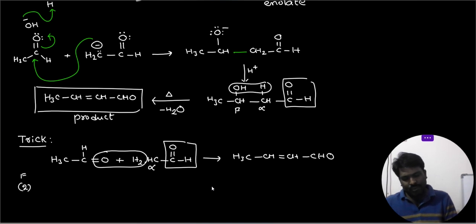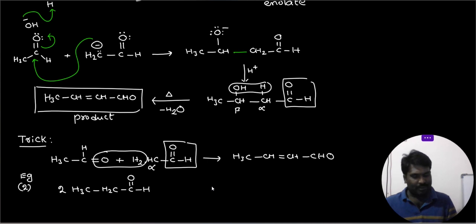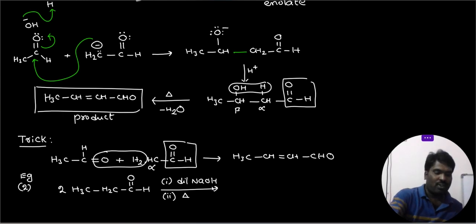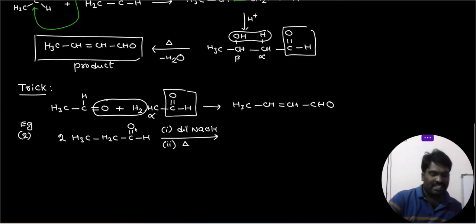Suppose, for example, a second example, 2 moles of propanaldehyde. You can take 2 moles of propanaldehyde, CH3, CH2, C double bond O, with dilute NaOH followed by heating. So which product is formed? How can you write it easily?